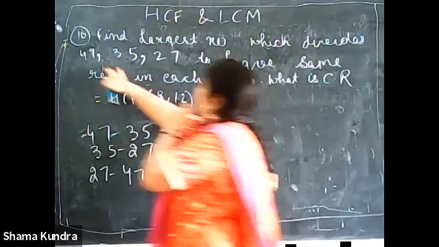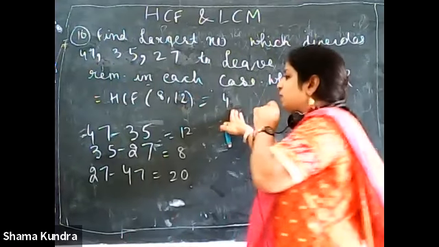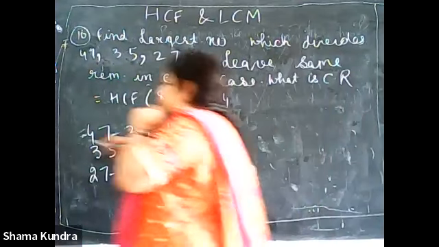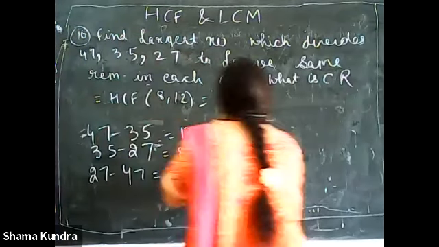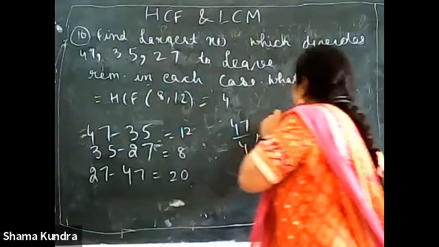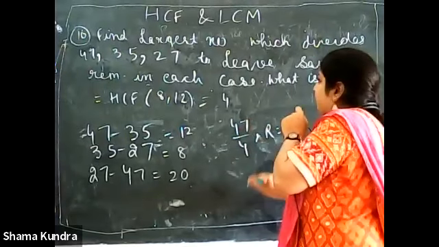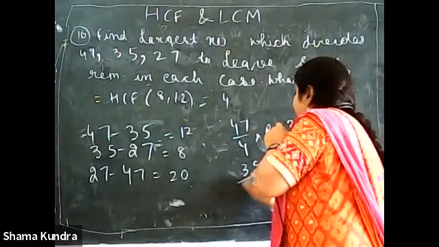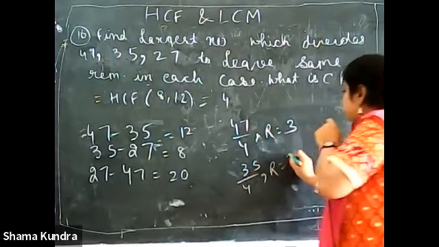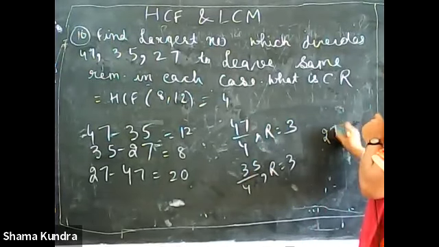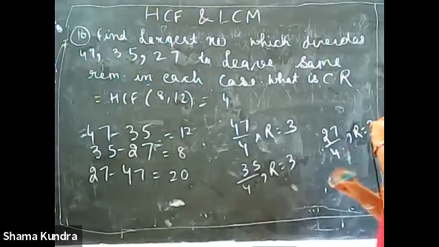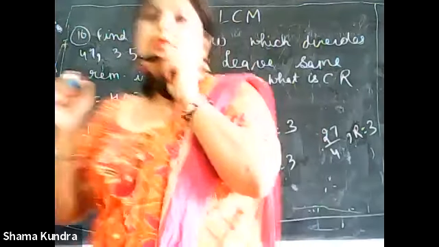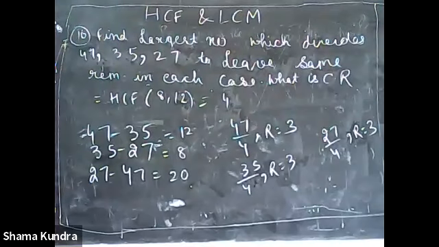You can check when you divide 47 by 4, 35 by 4, and 27 by 4. When you divide 47 by 4, the remainder is 3. When you divide 35 by 4, the remainder is 3. When you divide 27 by 4, the remainder is 3. So the common remainder will be 3 in this case.